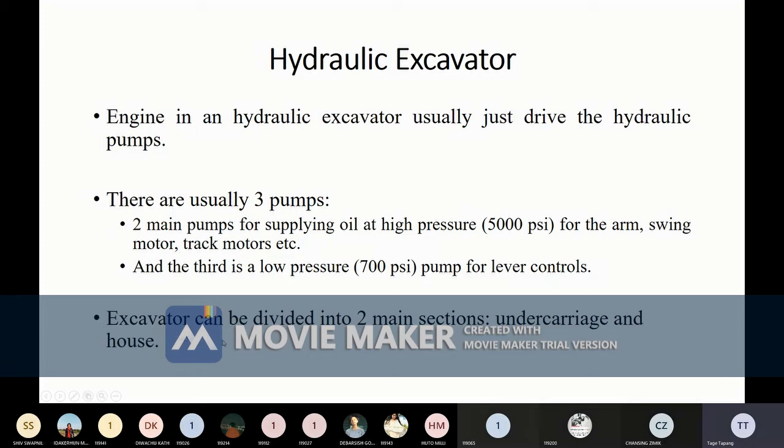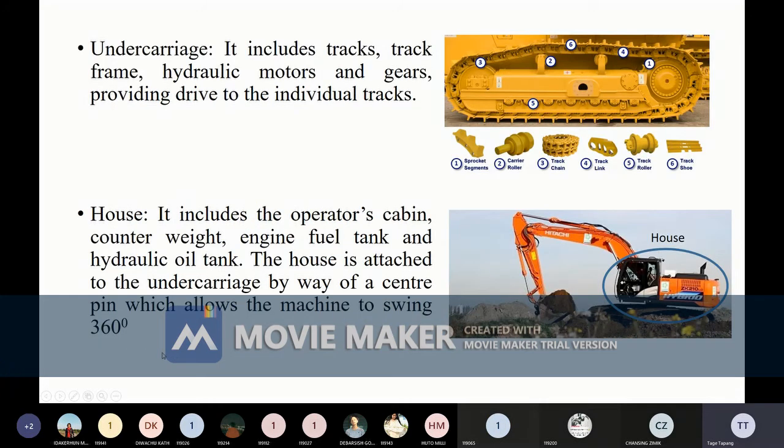So an excavator can be divided into two main sections: undercarriage and house. We have already discussed that the undercarriage is the lower portion and the house is the upper portion. So the undercarriage, you already know, includes the track, frame, hydraulic motors, gears, etc. Whatever components are on the bottom portion will be covered under undercarriage.